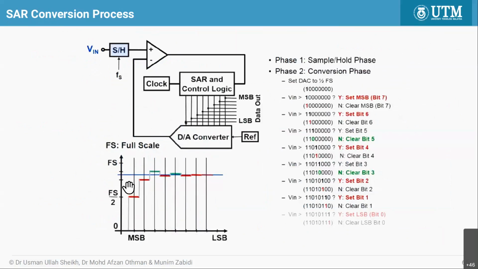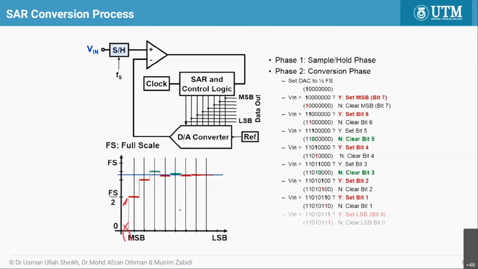Let's say your ADC has 8 bits resolution. So you will need 8 clock cycles to convert from analog to digital. Each clock cycle, you will converge to the exact value. For example, here, in the first clock cycle, you will fix the MSB first.